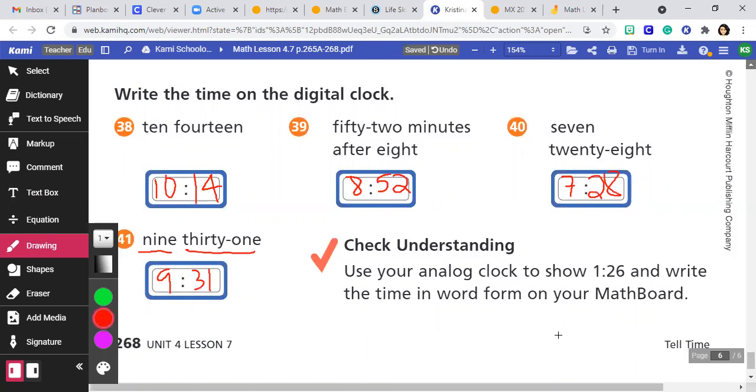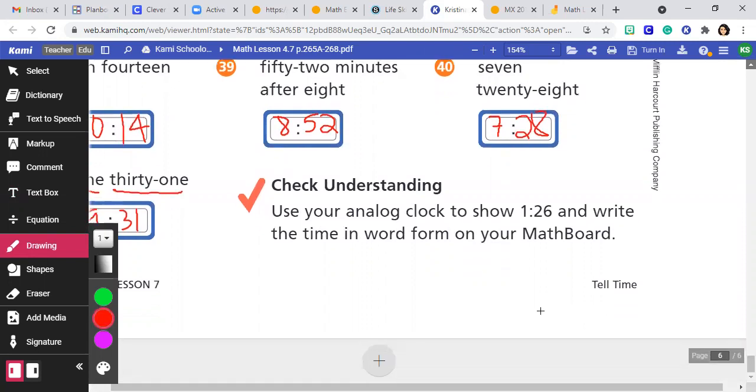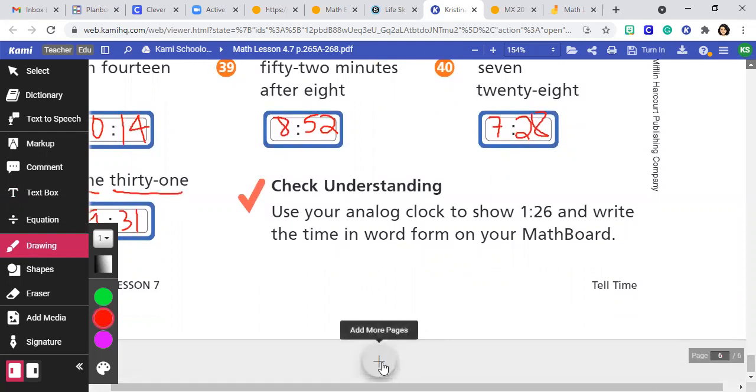Don't neglect the check for understanding. This is how your teacher is going to know if you understand the most important topics from today. Use your own analog clock, or you can use the iTools clock to show the time is 1:26. And write the time in word form on your math board. Well, you don't have your math board. So for my students, you can do it down below here, or you can add another page using Kami. If you have a different teacher and you're watching this video, make sure you check with your teacher how to submit your check for understanding.